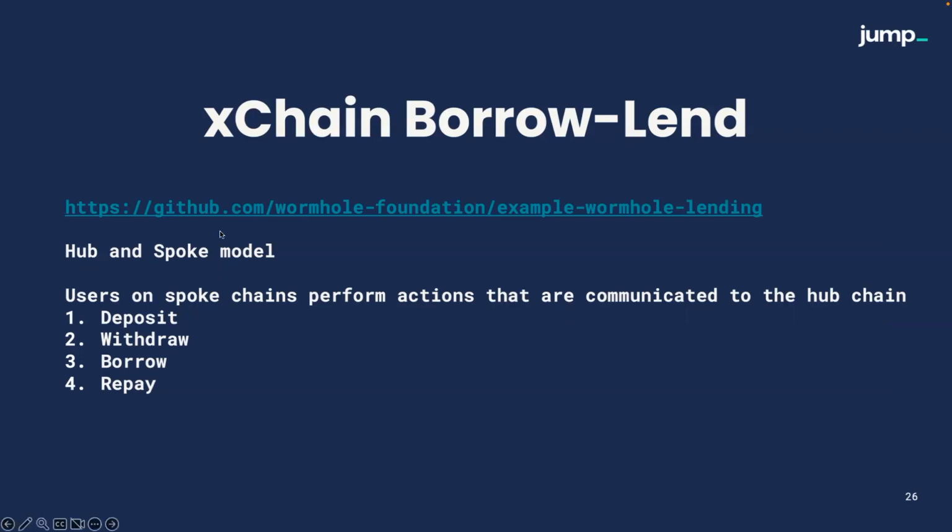And so this borrow lend example follows a hub and spoke model where users on spoke chains perform actions that are communicated to the hub chain. So from a spoke chain, let's say the hub chain is Injective, and then the spoke chains are Ethereum, other Cosmos chains, Polygon, from the spoke chains, you can deposit, you can withdraw, you can borrow, you can repay. And on the hub chain is where assets will actually be sort of stored.